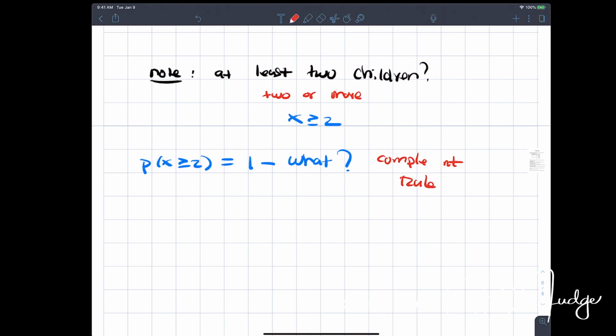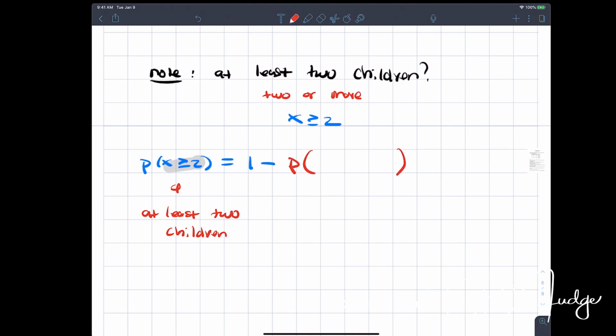All right, we could use the complement rule. You just have to tell me, what's the complement of at least 2? This is the phrase, at least 2 children. If you could tell me what the complement of at least 2 is, I'll put it in red. We have something. Complement of at least 2.